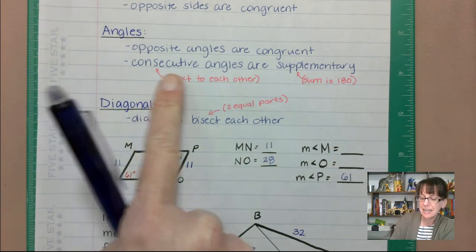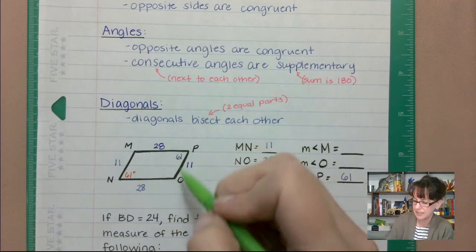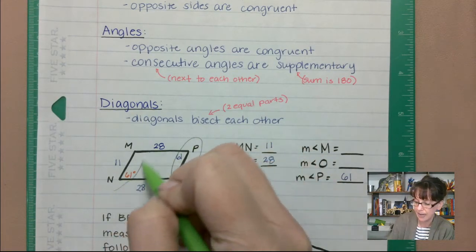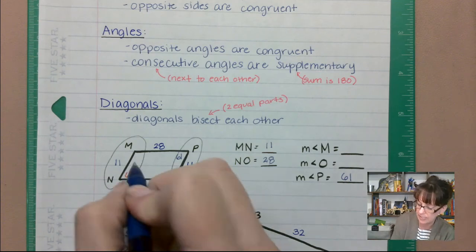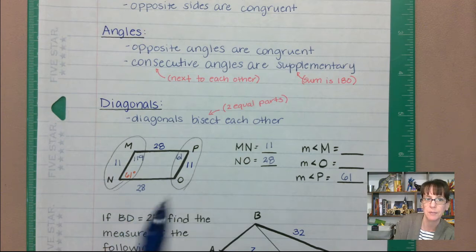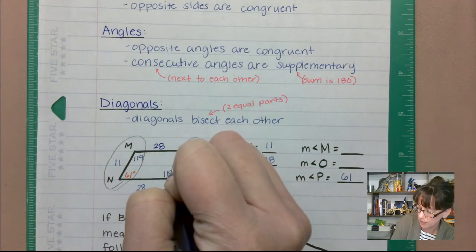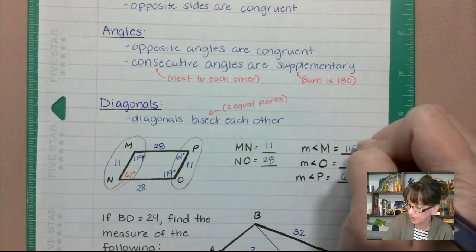Now, consecutive angles are supplementary. What we mean by consecutive angles, in this case, is O and P, and M and N. Supplementary means that they add up to 180 degrees. So if we take 180 degrees and subtract 61, we end up with 119. So angle M is 119, and because these are opposite each other, angle O is also 119 degrees. I should put my little symbols in here. So these are both 119 degrees.